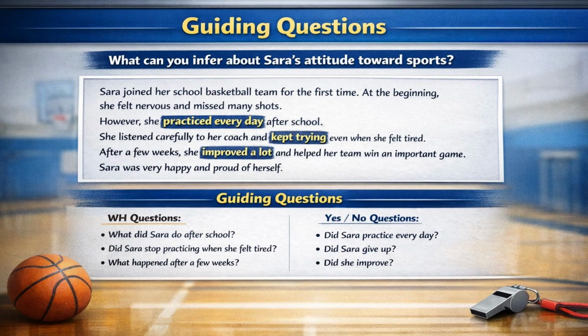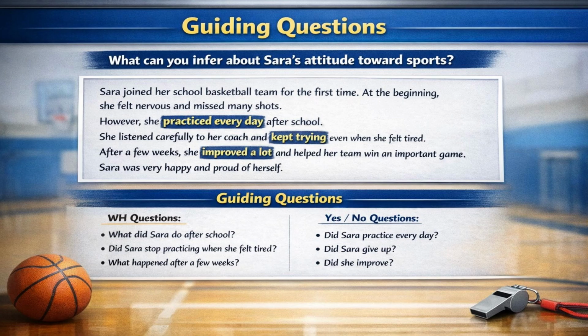Let's look at this example. The main question is, what can you infer about Sarah's attitude toward sports? Instead of giving the answer, the teacher can ask guiding questions like, what did Sarah do after school? Did she stop practicing when she felt tired? What happened after a few weeks? These questions help students go back to the text and focus on the important details.